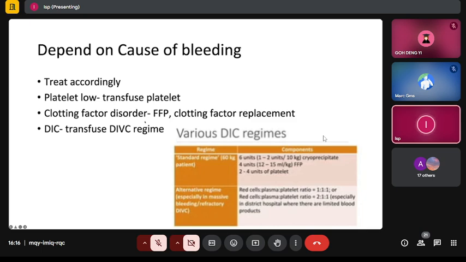Same goes with a deranged coagulation profile. If we suspect the patient has hemophilia, or we do not know, a lot of the time we can give an FFP replacement to temporarily stop the bleeding while we work out other causes. And if you suspect the patient has DIC, where everything is prolonged, then we give DIC bridging.